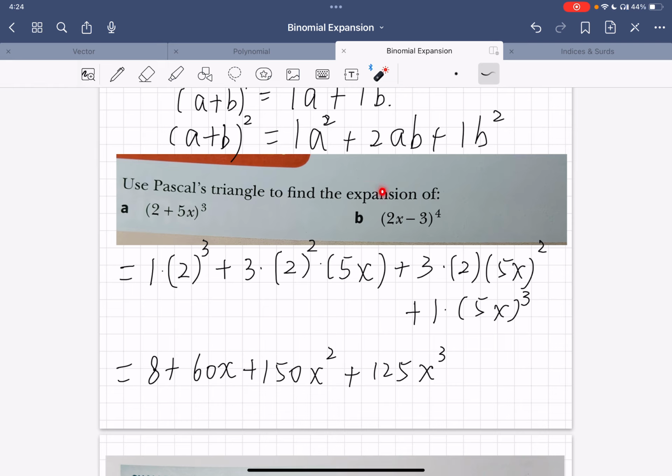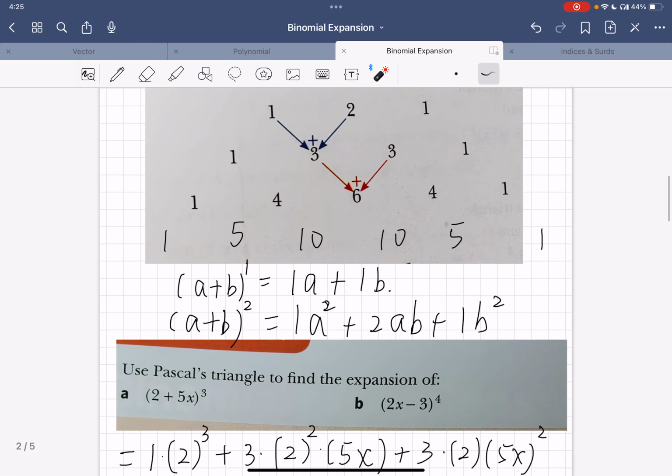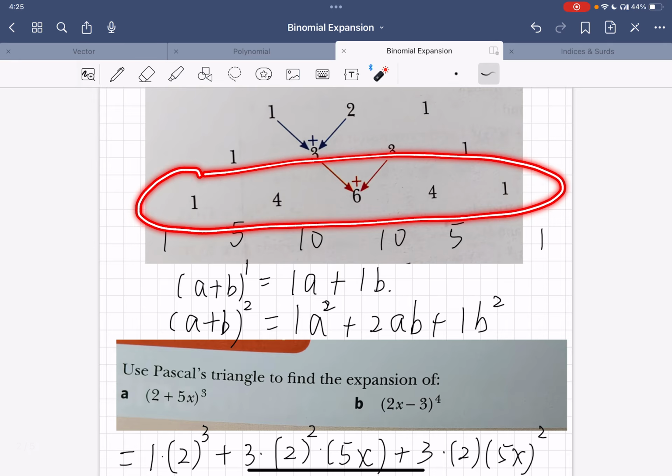And I'll leave question B for you guys to solve on your own. Okay? It is quite similar. Just use the fourth line result for each term of the coefficients.